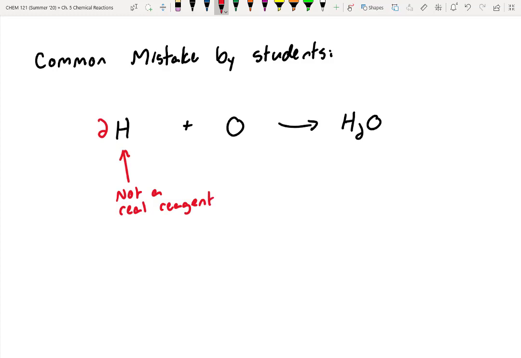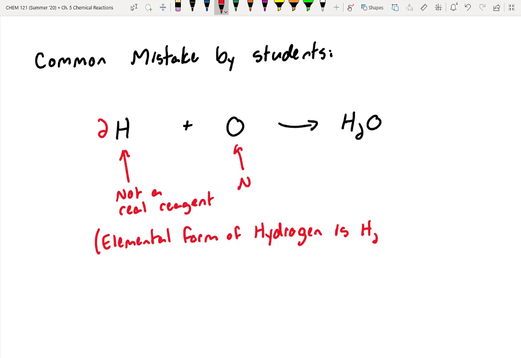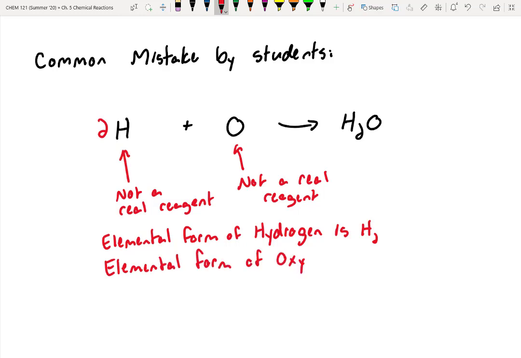You can't go to a store and just get hydrogen atoms. They're way, way, way too unstable. So the elemental form of hydrogen is always going to be H2. Same thing over here. This is not a real reagent. And again, this is because the elemental form of oxygen is O2. So this is not allowed.